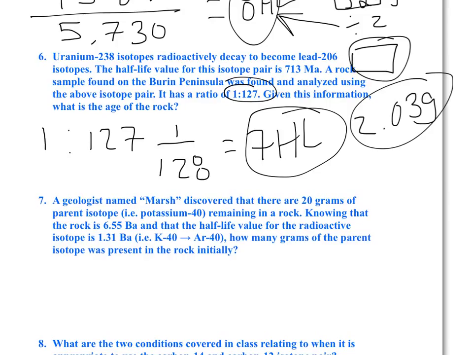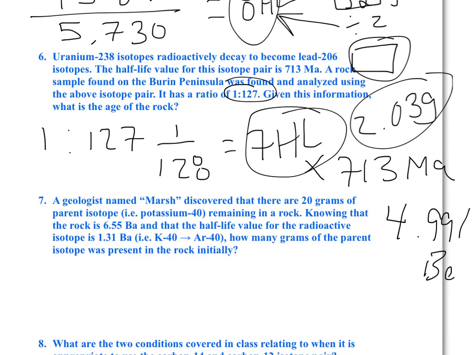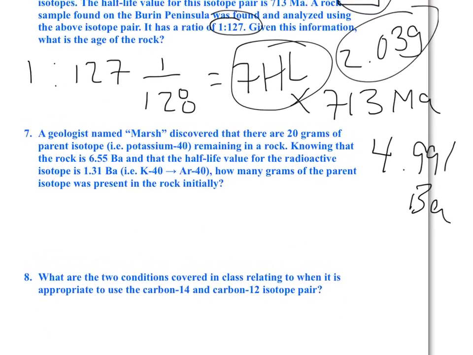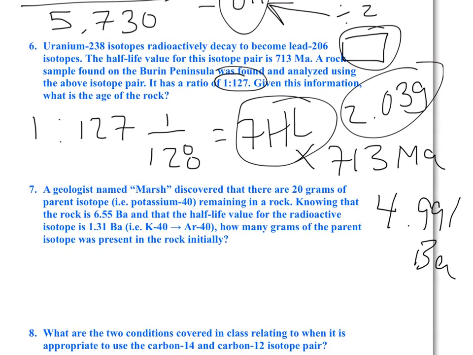Now, if we look through the problem, it says the half-life value for the isotope pair is 713 million. So we had 7 half-lives, so we're going to have to multiply 713 million by 7. So 713 multiplied by 7, that tells us that we have a rock that is 4.991 billion, or you could read it as 4,991 million years. On to the last problem for this particular video.